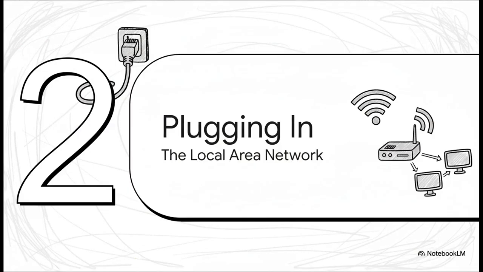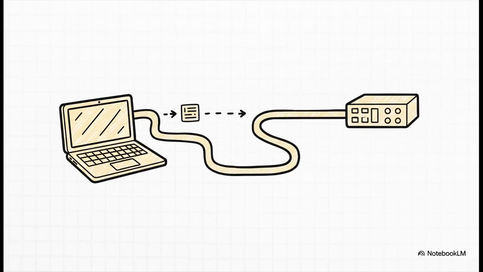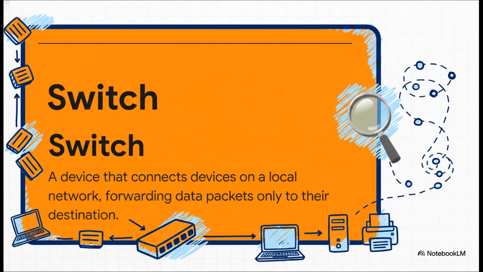Its very first move is to leave your computer and enter its immediate neighborhood, your local area network, or what we call a LAN. This is just the private network that connects all the devices inside your home or your office. And that first step is a physical one. Most of the time, it's through that good old Ethernet cable plugged into your device. This wire carries our packet on its very first hop, sending it to a central connection point that handles all the local traffic. That central point is a device called a switch.